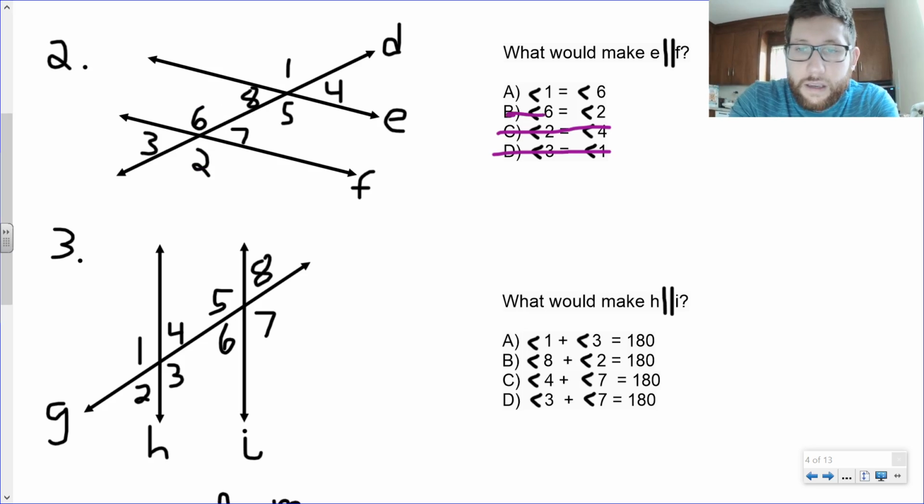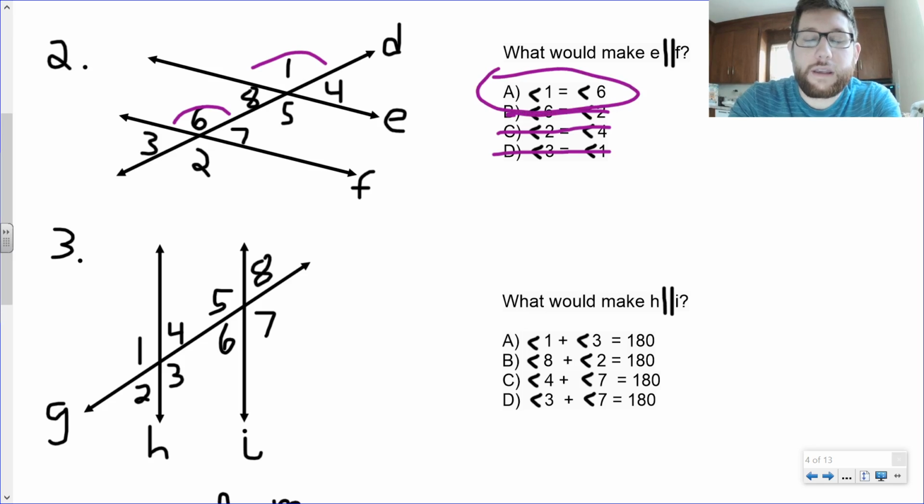So it should be A here. Let's take a look. I've got 6 and I've got 1. Notice that's a corresponding angle pair. And we know that they're supposed to be equal. They look the same size. I've got one on E, one on F, so that's going to be my final answer.